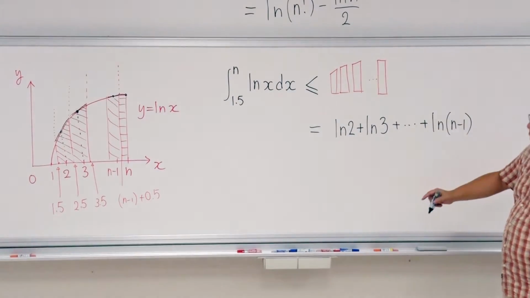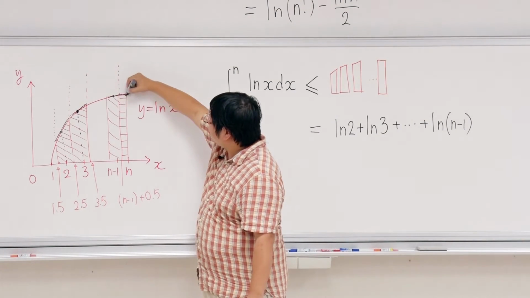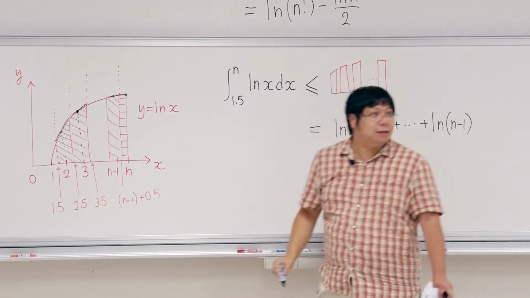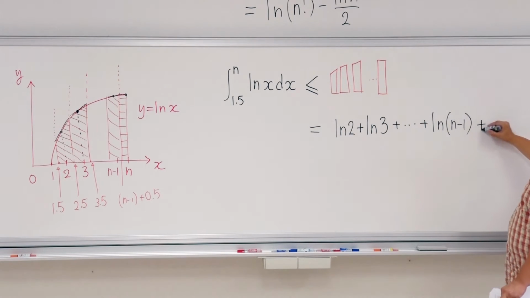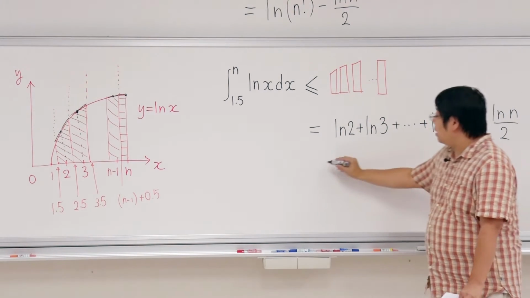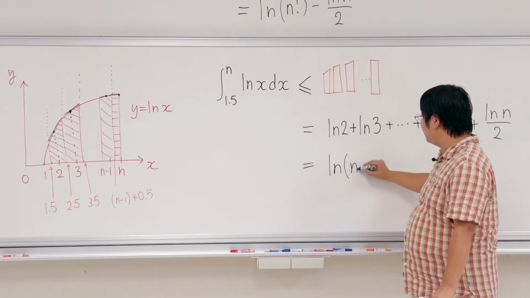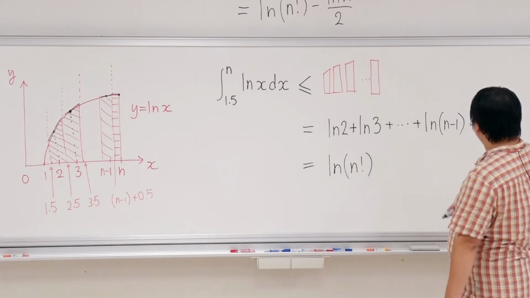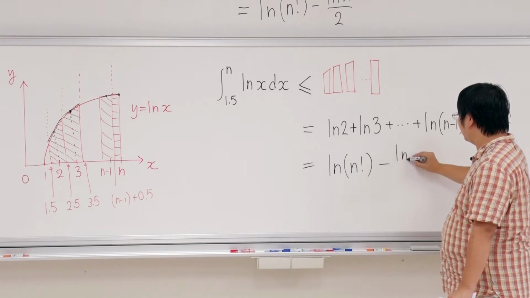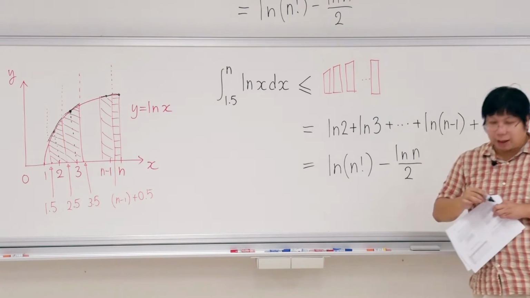And finally, the last one is a rectangle from this one to this one. So this is half of log n, plus log n over 2. So this time we use the same old trick. So this is going to be equal to log of n factorial minus log n divided by 2. Is that okay?